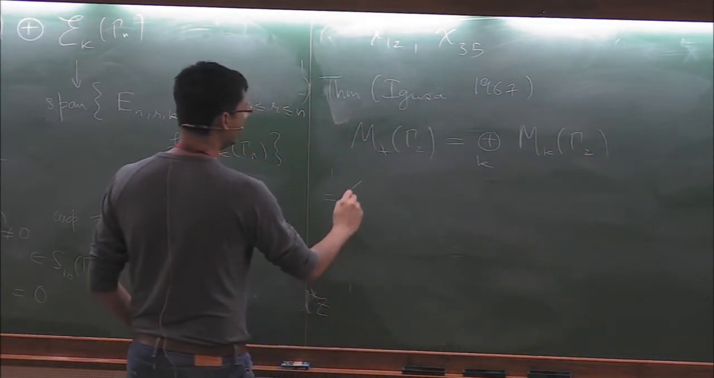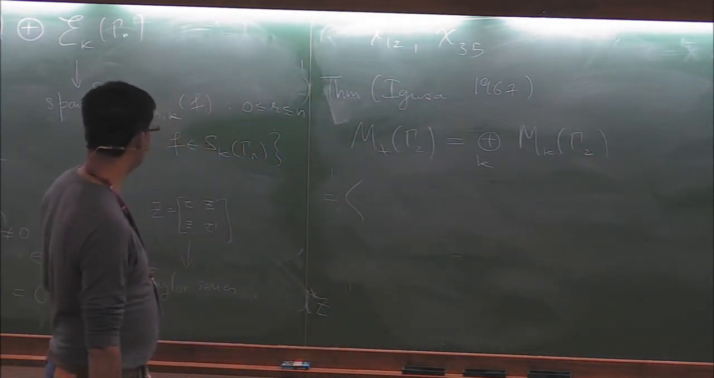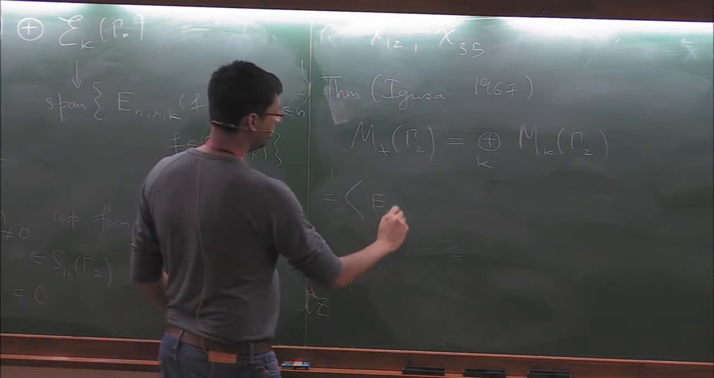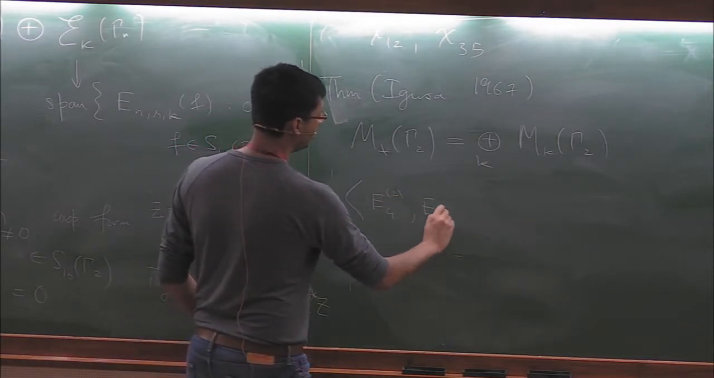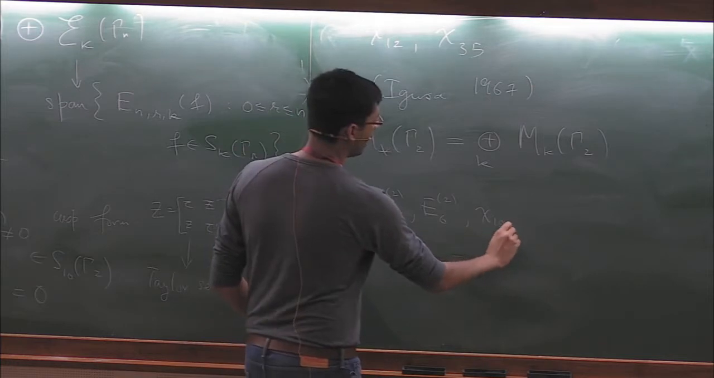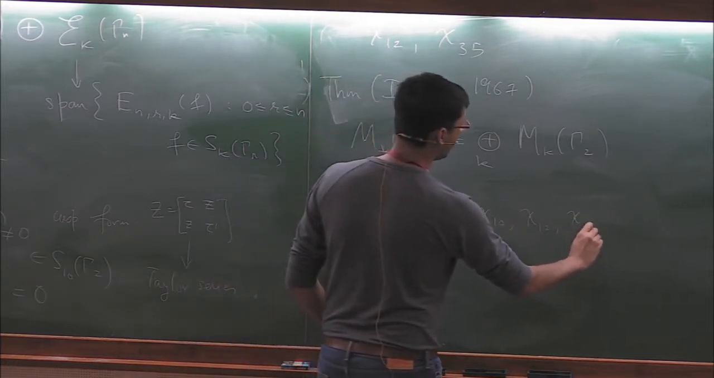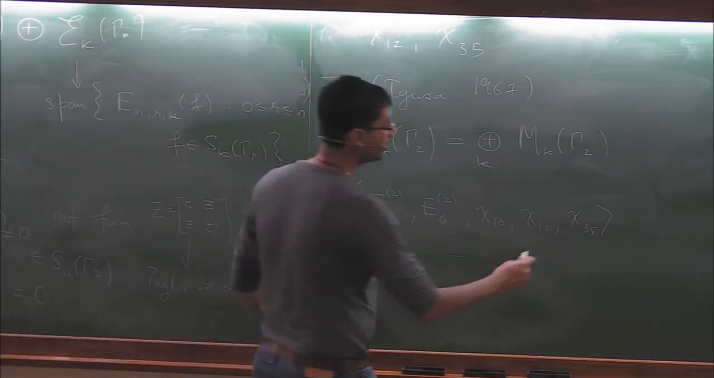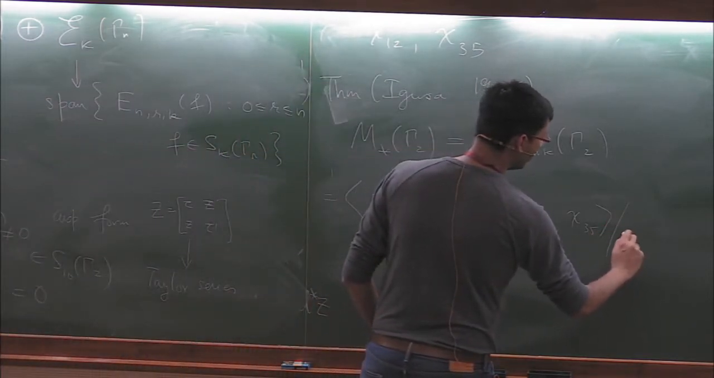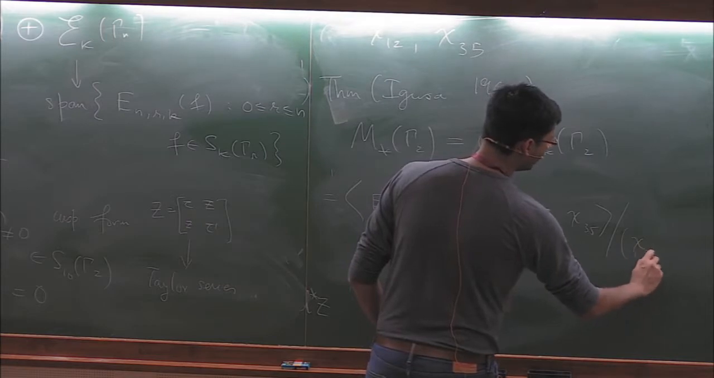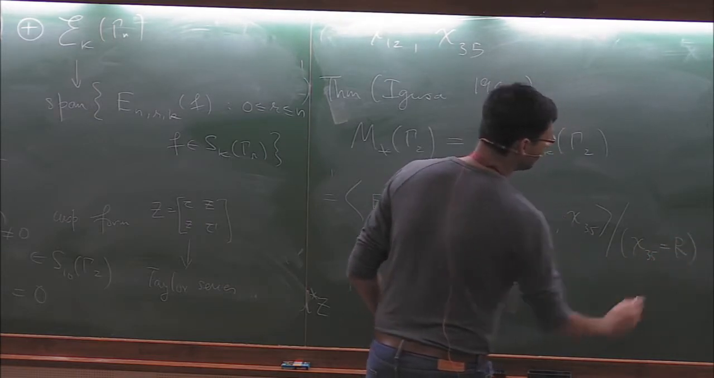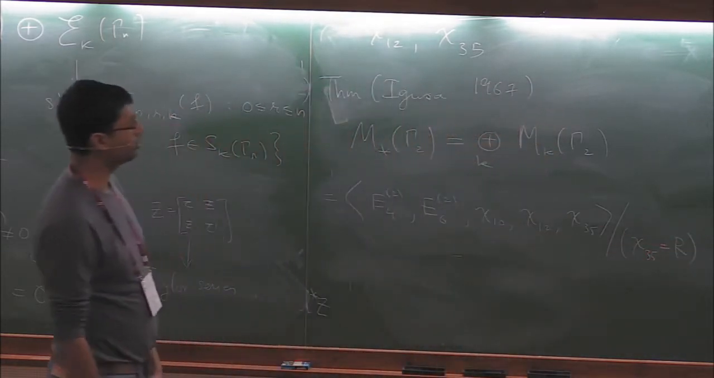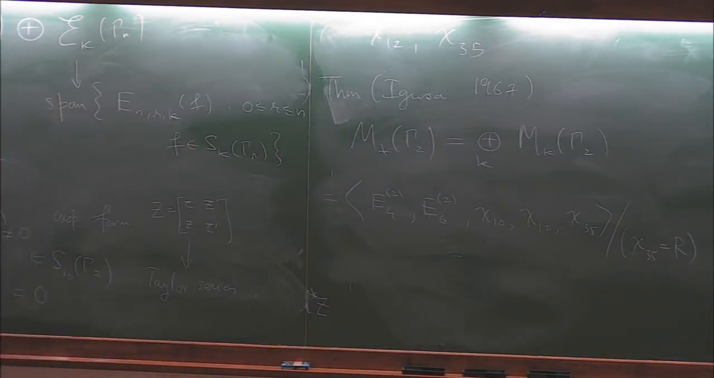Then this is actually a ring which is generated by E4, E6, chi10, chi12, chi35. But this is not free. There is a relation which is chi35 is some kind of a polynomial expression in the other 4 variables. So this is the structure theorem for the graded ring.